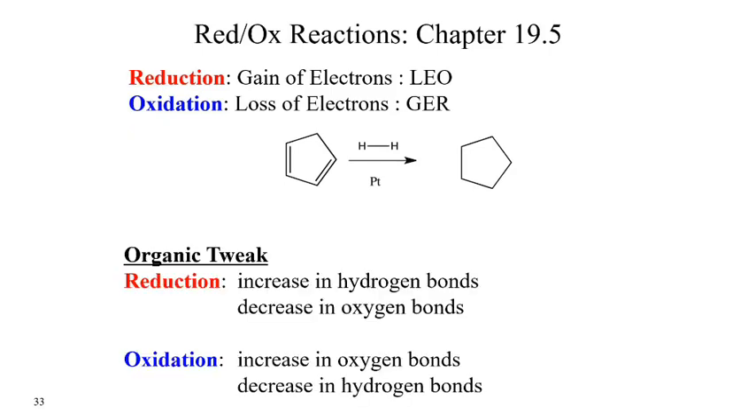So the modified rules that we're getting is that a reduction is going to be an increase in hydrogen bonds. Well, sometimes you don't see the hydrogens, so a reduction is also going to be noted with a decrease in oxygen bonds. And we're going to tweak that in a second. The oxidation is an increase in oxygen bonds or a decrease in hydrogen bonds. So in the combustion example with CH4, we decreased the bonds to hydrogen to add in bonds to oxygen.